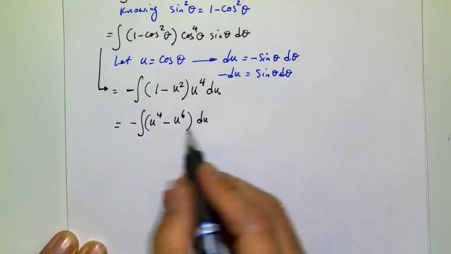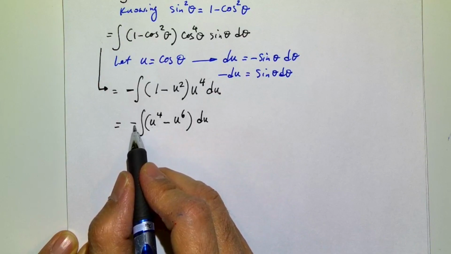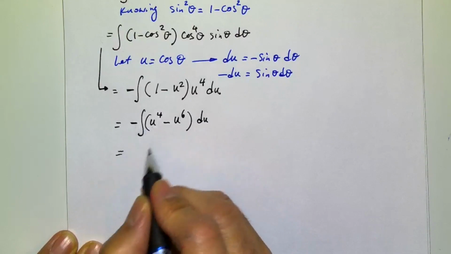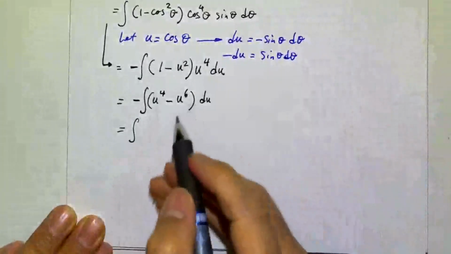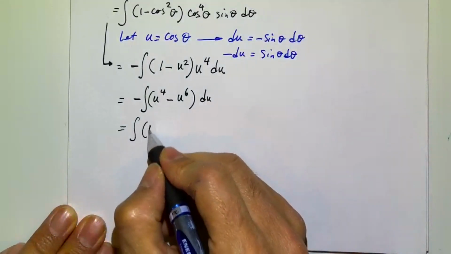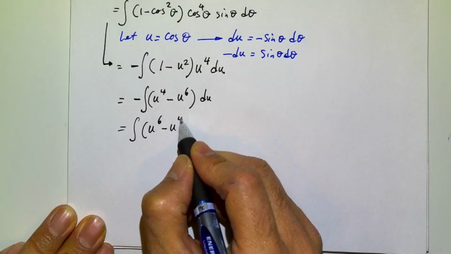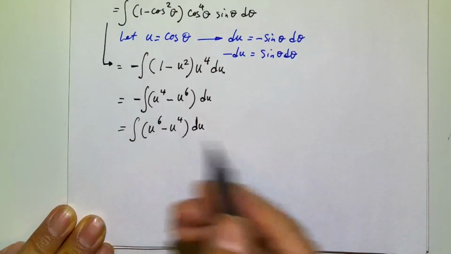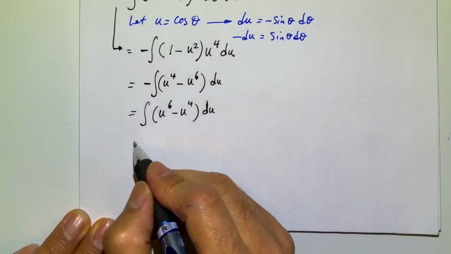Then we can distribute this minus into that and get rid of it, making it part of the integrand, and we can write positive u to the sixth minus u to the fourth du. Okay, now that minus is part of the integrand. So now we can integrate.